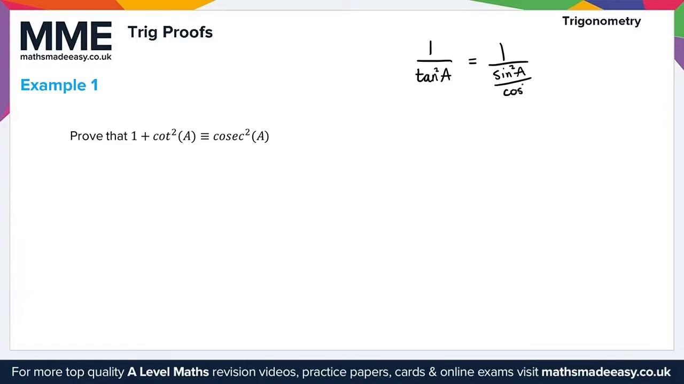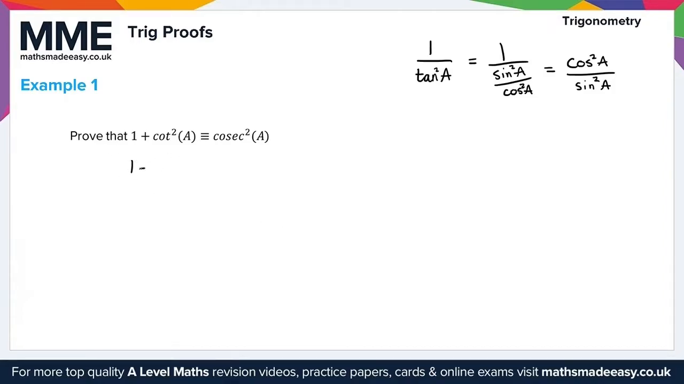over cos squared a. And in that case, that would leave us with simply cos squared a over sine squared a. So we can write cot squared a here as cos squared a over sine squared a. The reason we're starting with the left hand side rather than the right hand side is because we can't really do too much with the right hand side, as it's just cosec squared a. In that case, we're going to start with the left hand side.